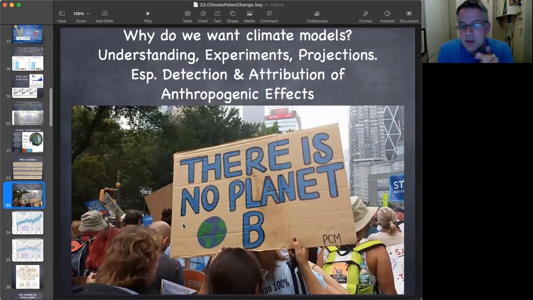So why do we want climate models? One of the main reasons we want climate models is so that we can compare what would have happened if there were no anthropogenic impact. That's something called detection and attribution of anthropogenic effects. What do I mean by that? There isn't really a planet B, but with a climate model, we can get a planet B and use that as a control simulation for what we've done over the last 150 plus years.